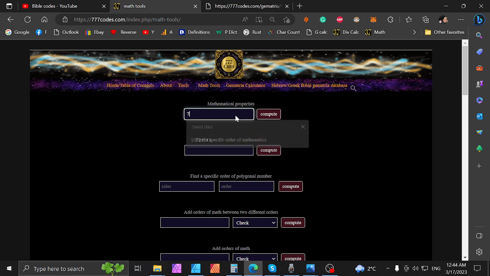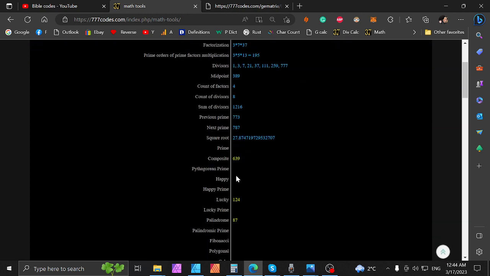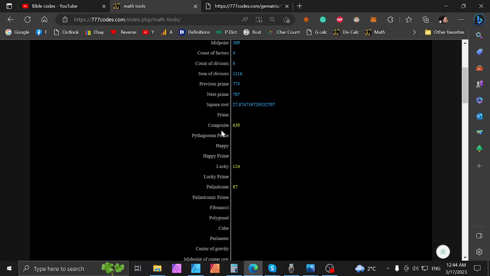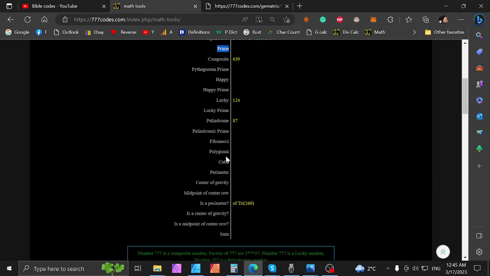You can enter any number from 1 to 9.9 million, and it will give you the mathematical properties of this number, like is it a composite or not, it is in this case, and it shows the order. And I count the number 1 as the first prime number here, because you're meant to do that when you do the verses, when you decode the verses of the Bible.